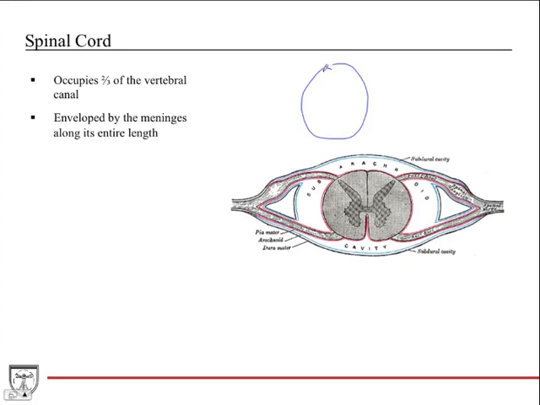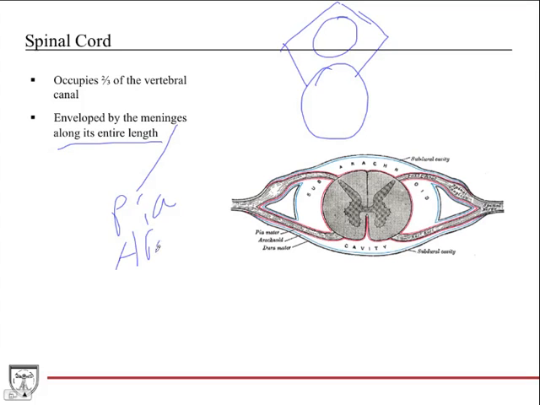So if we draw our vertebrae here, we have our pedicles like this. Our lamina come in like this. This is our spinal canal. It occupies 2/3 of this vertebral canal, okay? It's enveloped by the meninges along its entire length, which, to review, is that pia mater, arachnoid, and dura. That's shown right here, those 3 layers.